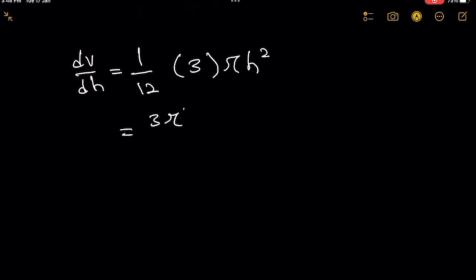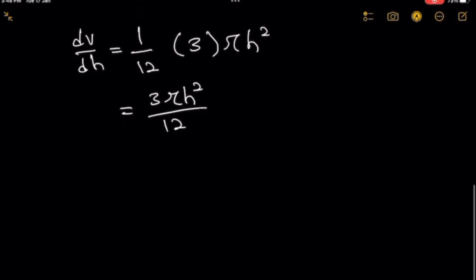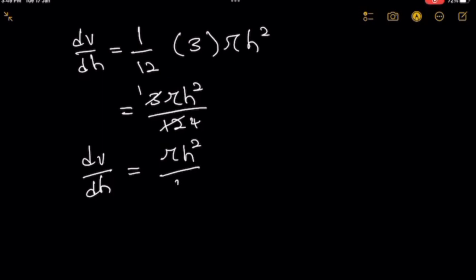Next we can expand the equation. So we get 3 pi h squared over 12. Okay, we can simplify the equation. So we get pi h squared over 4.